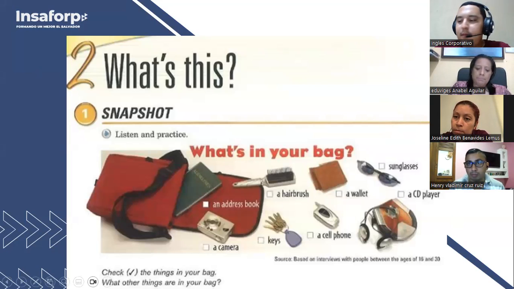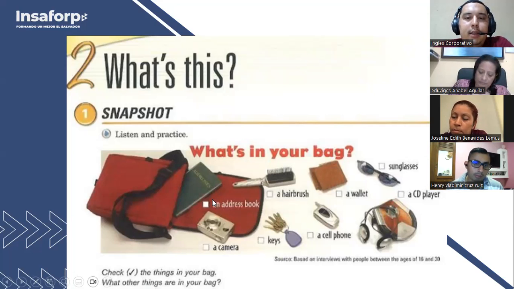Okay, guys, now we're going to start with the development of the topic. And for today, we have section two. What's this? If we see, we have a lot of things here in the slide. We have different images: an address book, a hairbrush, a wallet, sunglasses, a CD player, a camera, keys, a cell phone.